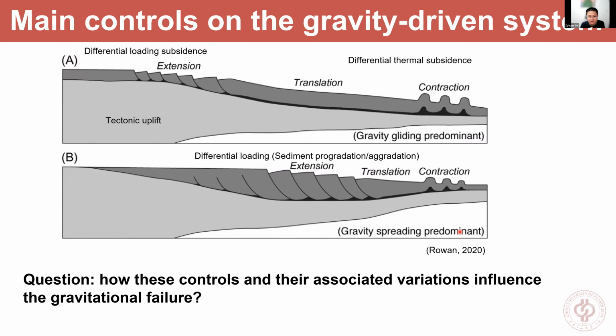I think one way we can identify these two systems is because they have different controls. My thought is, for example, that you have thermal subsidence and tectonic uplift for the gravity gliding dominant system, and differential loading, sediment progradation, and aggradation for the gravity spreading dominant system. How do these factors actually impact the gravitational failure or the margin evolution, apart from those diagnostic features we just talked about?